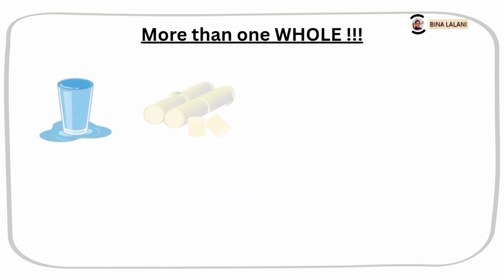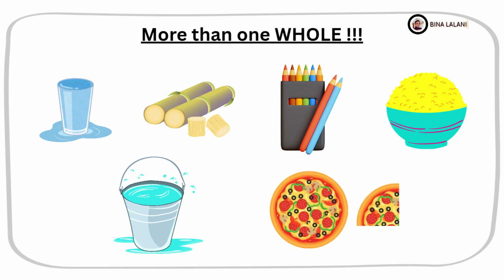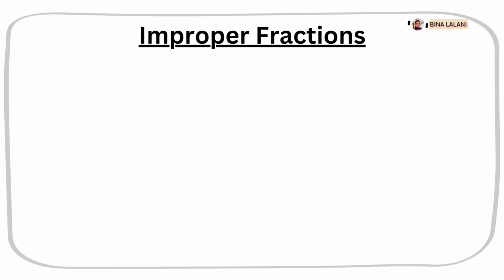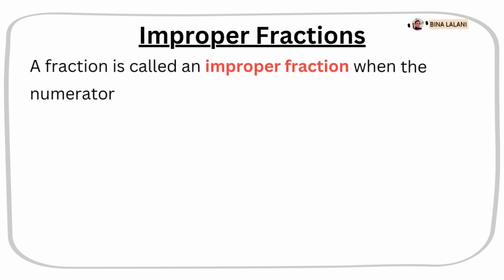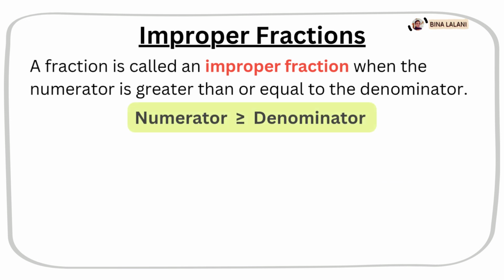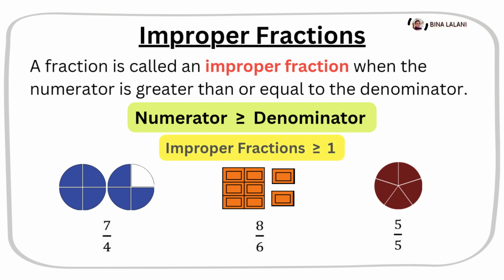Did you know fractions can show more than one whole? Means, you can eat more than one pizza using fractions. Let's see how. Now let's look at improper fractions. A fraction is called an improper fraction when the numerator is greater than or equal to the denominator. Here, numerator is greater than or equal to the denominator. For example, 7 by 4, 8 by 6, 5 by 5. Here, the top number is bigger than or equal to the bottom number. So, the value is greater than or equal to 1.